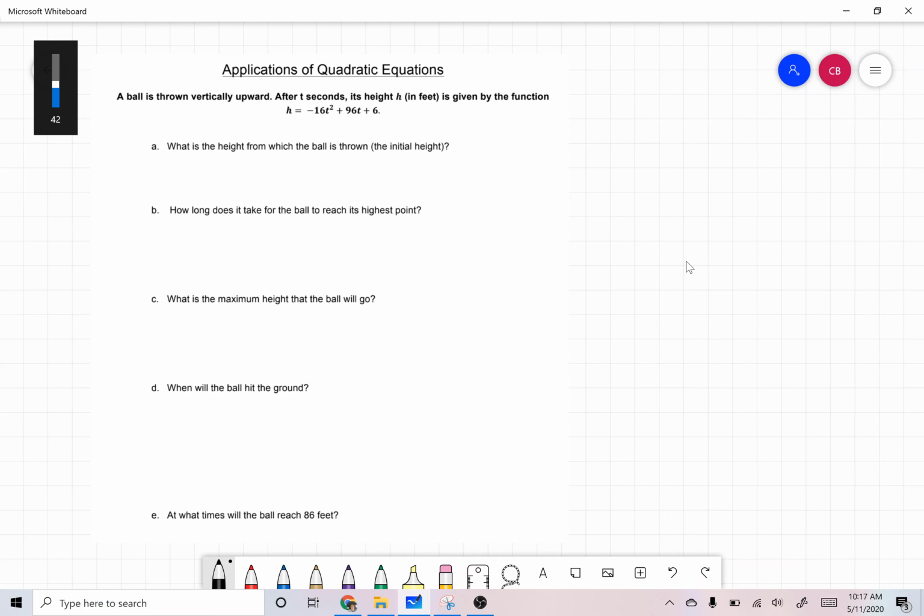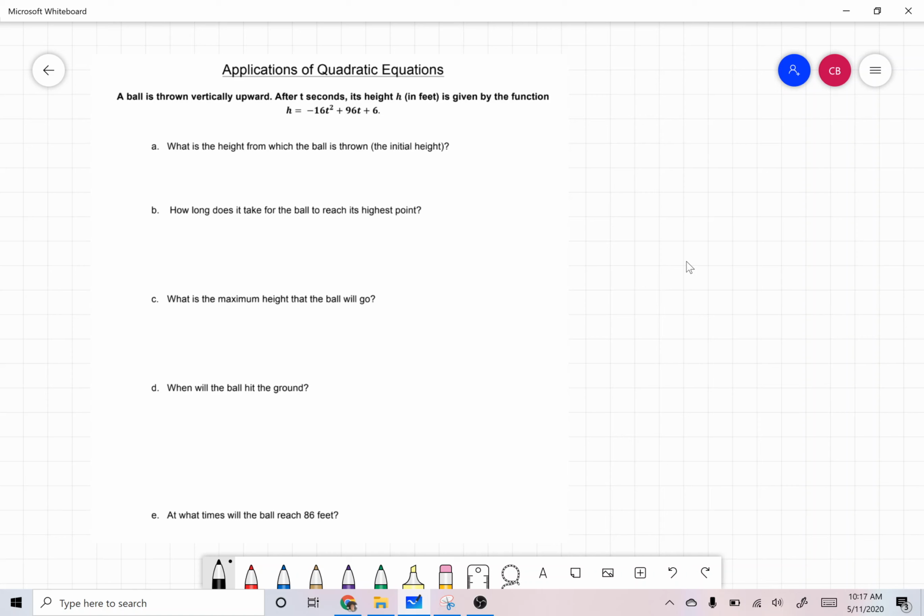Okay, guys, so now we're going to look at the applications of quadratics, and we've been given a problem. A ball is thrown vertically upward. After t seconds, its height, h, in feet, is given by the function h is equal to the following. What is the height from which the ball is thrown initially?